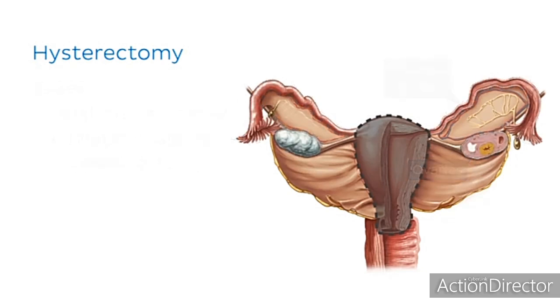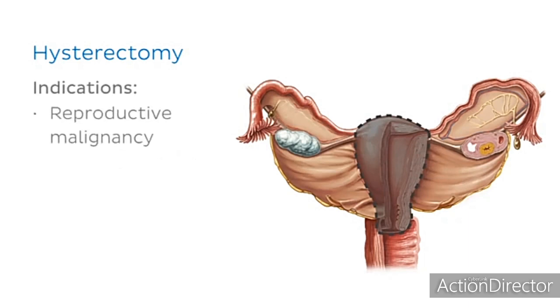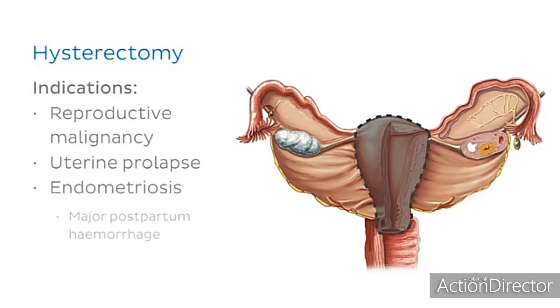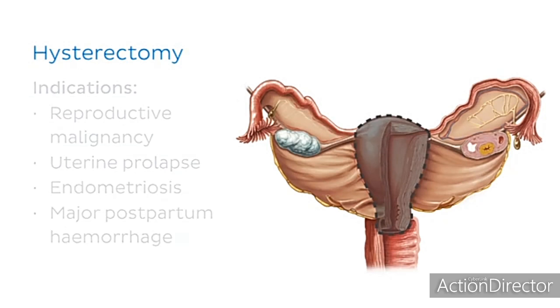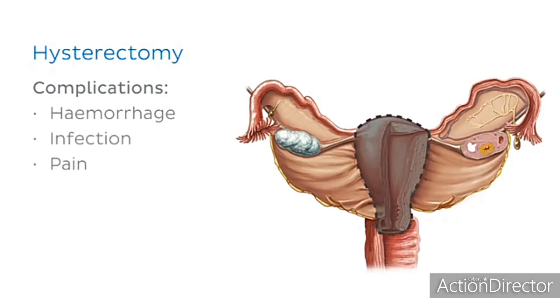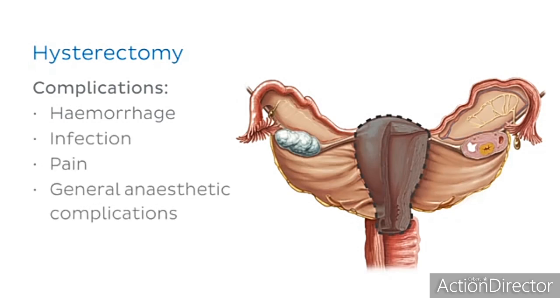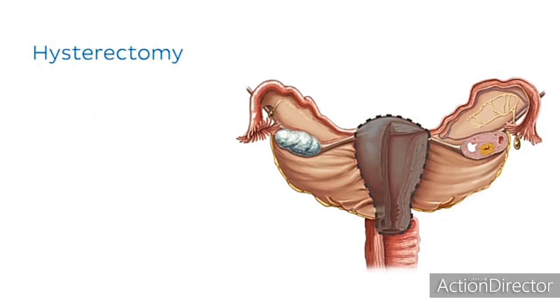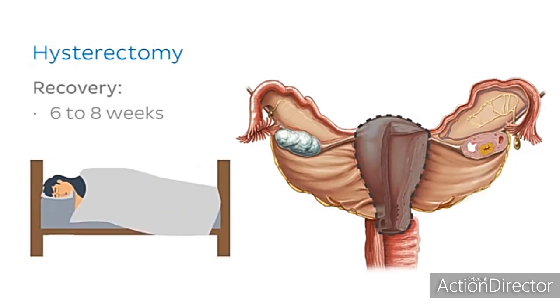This surgery is a very common procedure and has various indications, including reproductive malignancy, uterine prolapse, endometriosis, and major postpartum hemorrhage. As with any surgery, a hysterectomy comes with a risk of complications, including hemorrhage, infection, pain, and general anaesthetic complications. Depending on the type of procedure, it can take 6 to 8 weeks to fully recover from a hysterectomy.